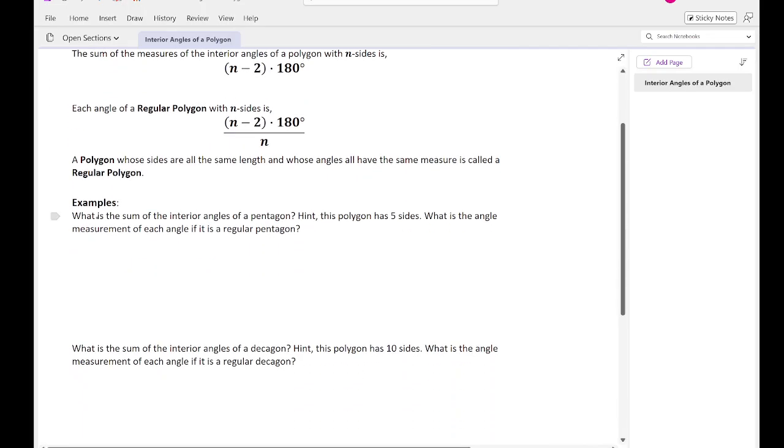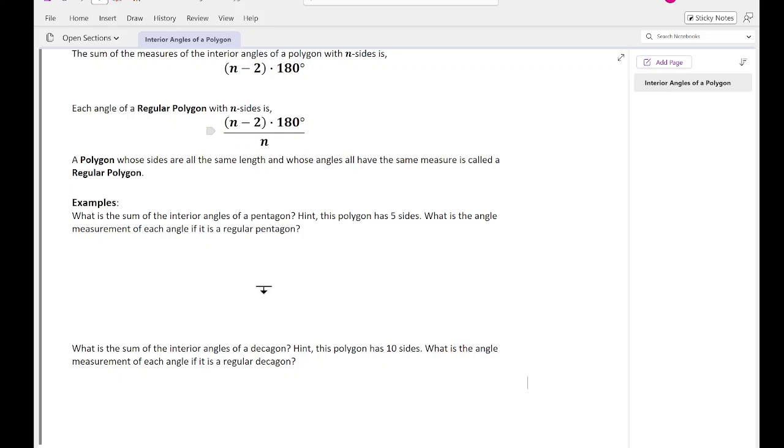So first off, what is the sum of the interior angles of a pentagon? And if you don't know, the hint is that a pentagon has 5 sides. Then, what is the angle measurement of each angle if it is a regular pentagon? So let's take it one step at a time. We're just going to find the sum of the interior angles of a pentagon.